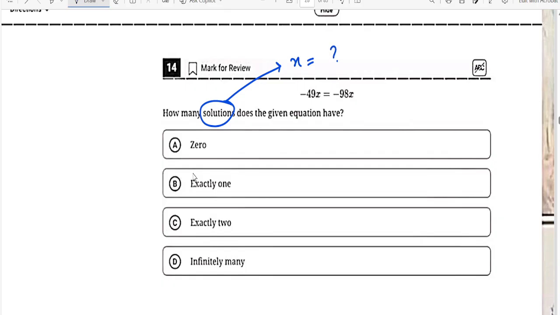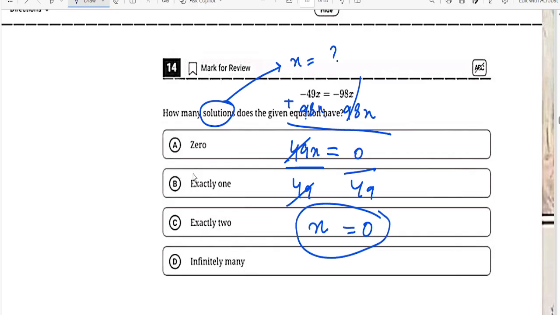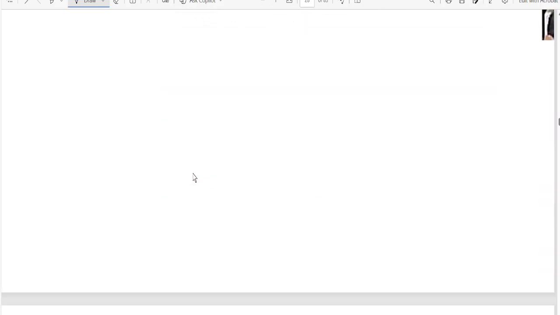So if I add 98x to both sides, this is minus 98, this is plus, so this will cancel out. I will get 0 on this side. This is 98x minus 49, which will give me 49x. Now I divide both sides by 49 to get rid of this 49, because I need to find x. So now I got x is equal to 0. So it has one solution, which is x equals 0, right?